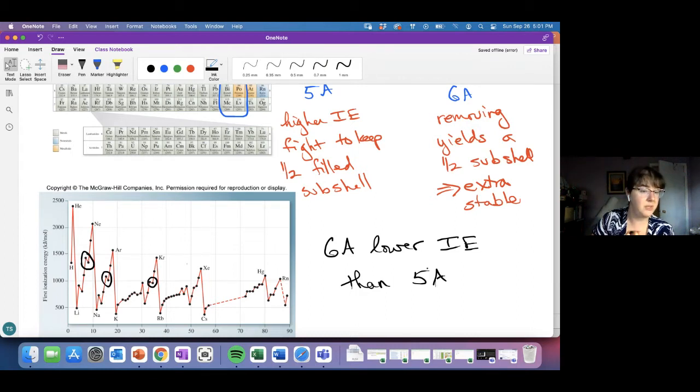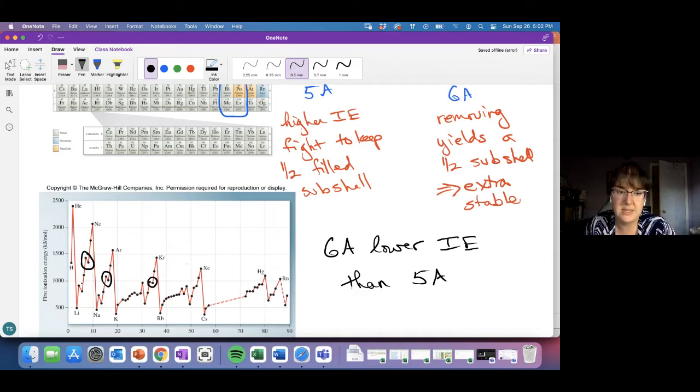So it is an anomaly since they do swap places, since 5A is greater than 6A, and it's not what you would expect, but it's not enormous. But the difference is there. And so we do often test you guys on that particular trend and the oddity in 5A and 6A.